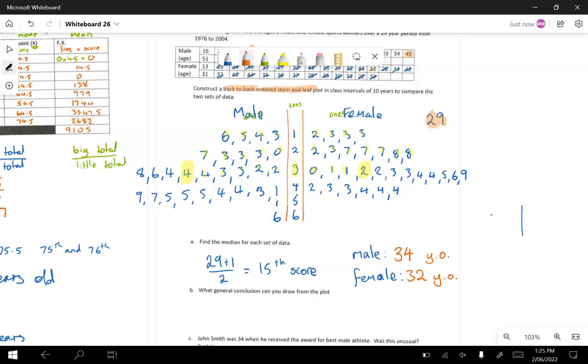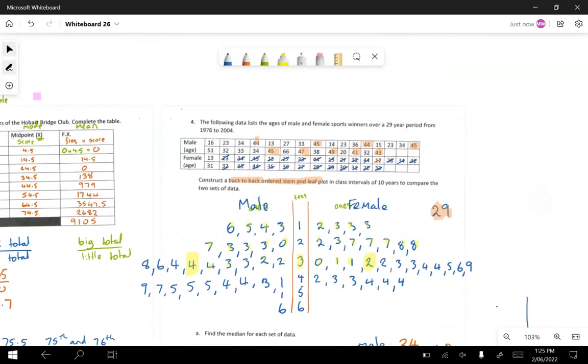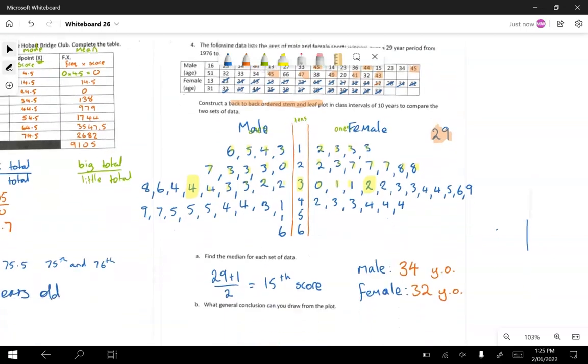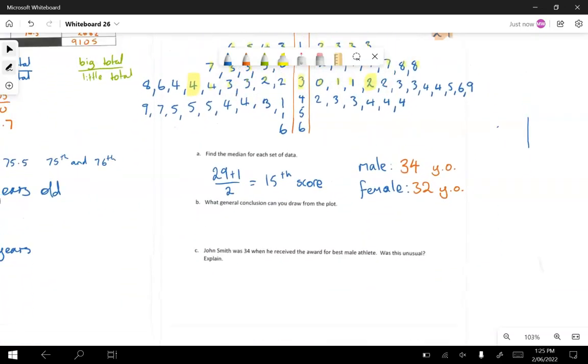It's going to ask you what general conclusion you can draw from the plot. We better go back and have a look at what the question was asking us. So way back at the start here, the following data lists the ages of male and female sports winners over a 29-year period. And obviously we're looking at their ages.